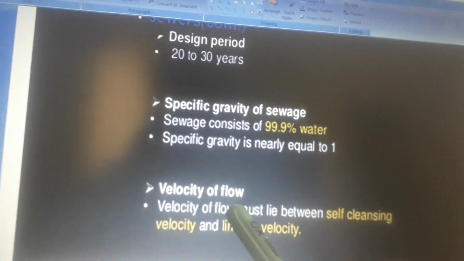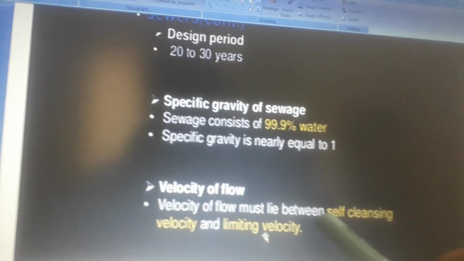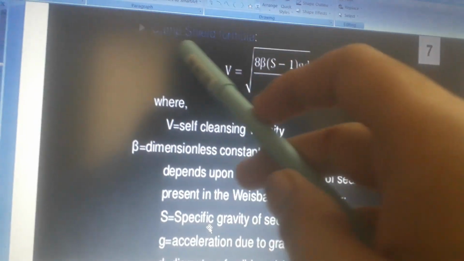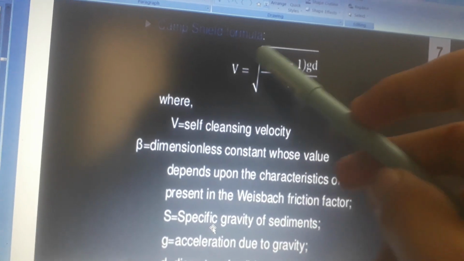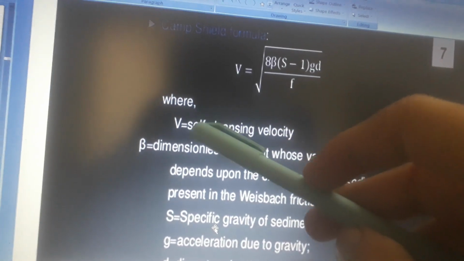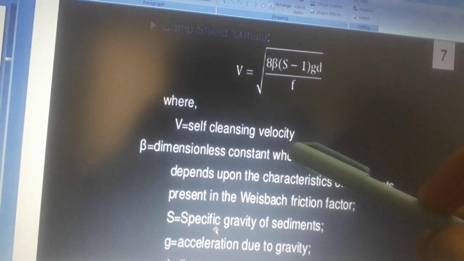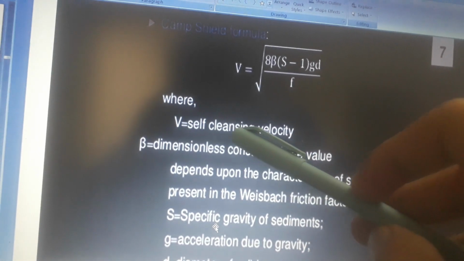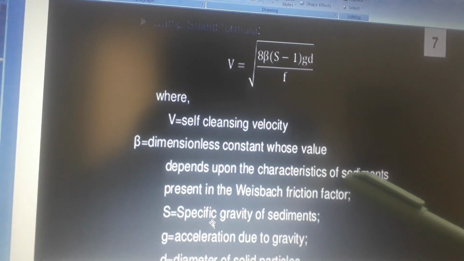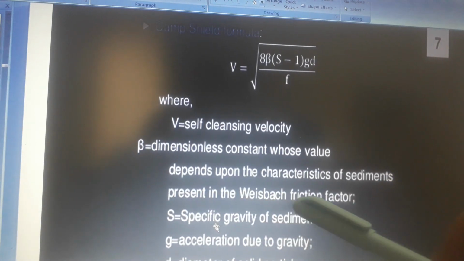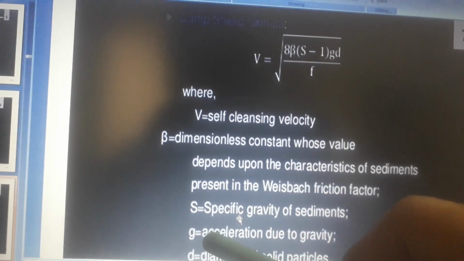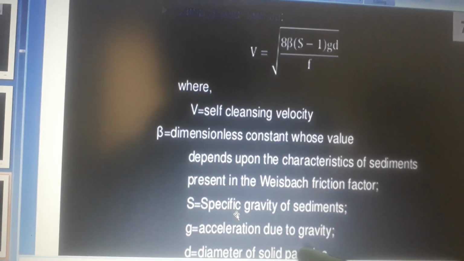Then velocity of flow. Velocity of flow must lie between self-cleansing velocity and limiting velocity. Shield's formula: V = √(8β(S − 1)gd / f), where V is the self-cleansing velocity, β is a dimensionless constant whose value depends upon the characteristics of sediments present, f is the Darcy-Weisbach friction factor, S is the specific gravity of sediments, g is the acceleration due to gravity, and d is the diameter of solid particles.